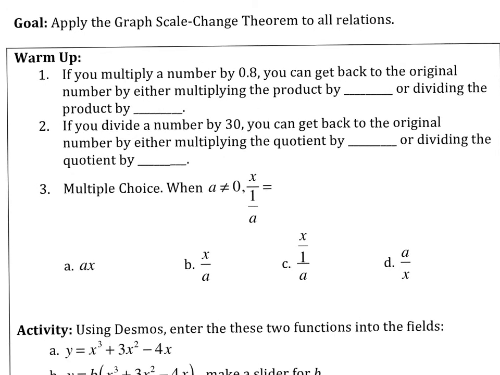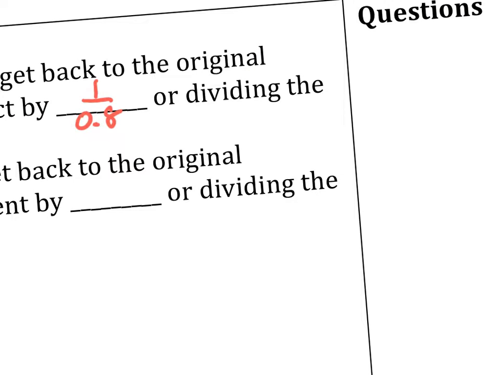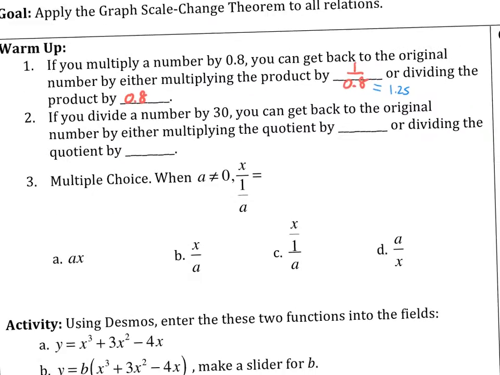So the first thing we want to look at by warm-up here is that if you multiply a number by 0.8, you can get back to the original number by either multiplying the product by what or dividing the product by what. Multiply the product by 1 over 0.8 to get it back, or divide by 0.8. Now, by the way, we already said that this is actually a different number. It's 1.25, but it's easier to see the pattern when you write it as the reciprocal.